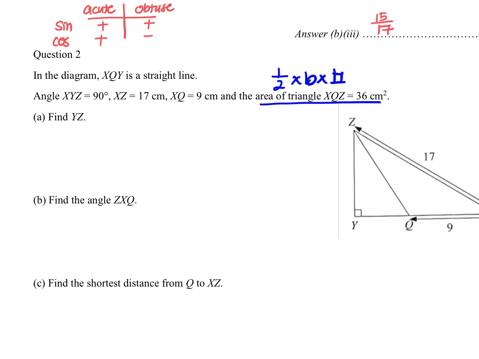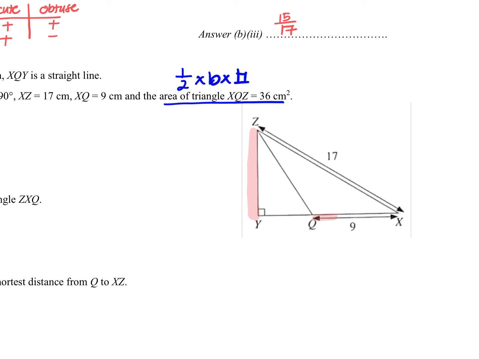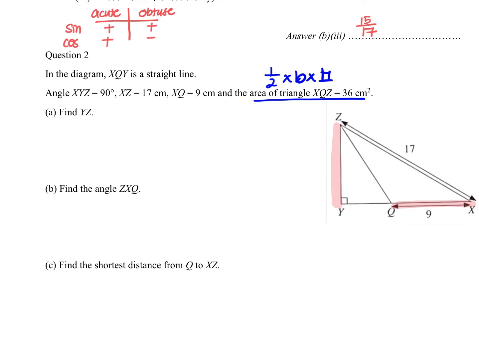So if I want to find YZ, the side over here, if this is going to be my perpendicular height for the triangle, then where will be the base? The base will be the side 9 cm. So I'm going to use the area of triangle, which is half times base times height. I'm going to replace it with numbers, so it's 36 equals half times my base, the number 9, and the perpendicular height will be the YZ that I want to find.